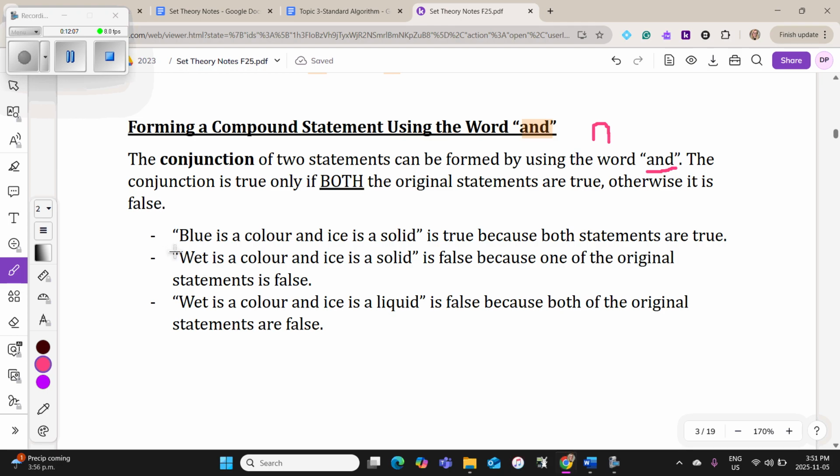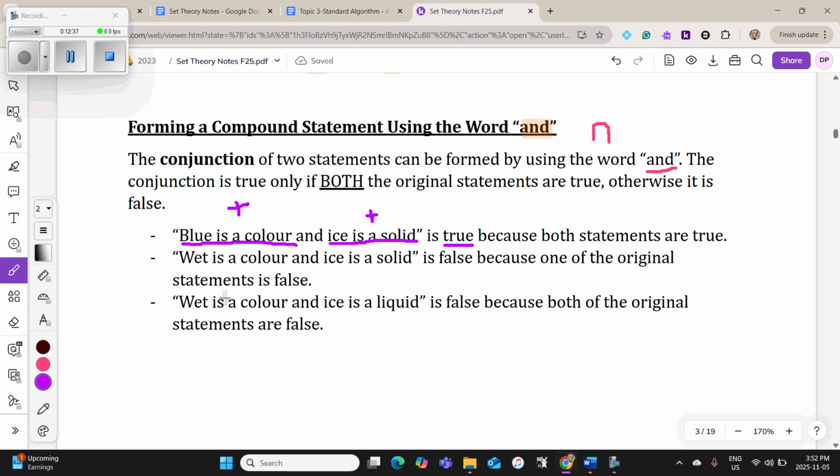So if we look at the first one, it says blue is a color, and we know that's true. So that has a true for its truth value. Okay, and then the second one, ice is a solid. This is also true. So because both of them are true, the entire statement is going to be true.